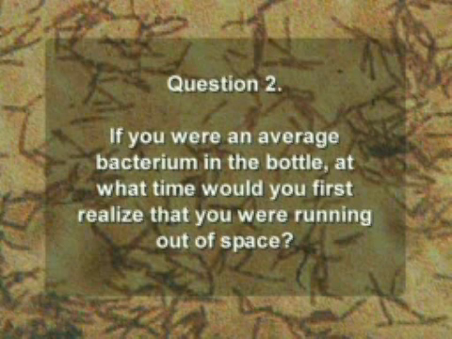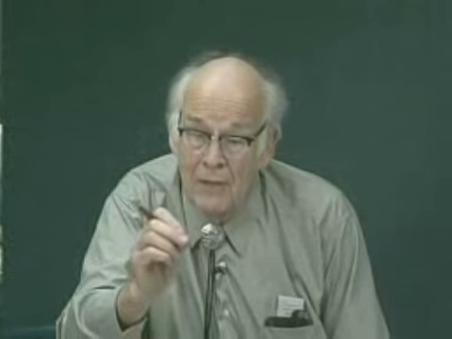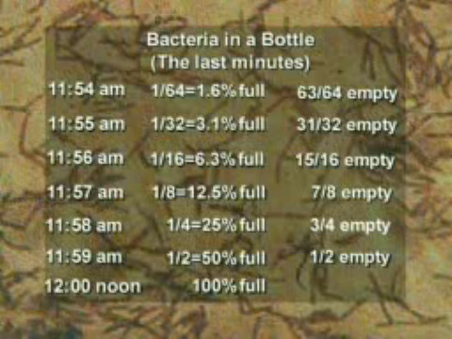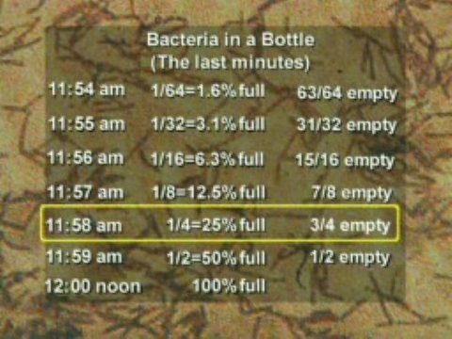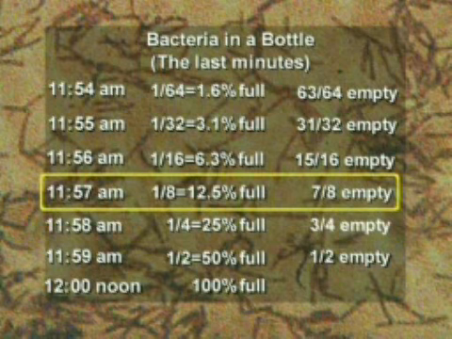And the second question, if you were an average bacterium in that bottle, at what time would you first realize that you were running out of space? Now think about this. This kind of steady growth is the centerpiece of the national economy and of the entire global economy. Think about it. Well, let's just look at the last minutes in the bottle. At 12 noon, it's full. 1 minute before, it's half full. 2 minutes before, it's a quarter full, then an eighth and a 16th.